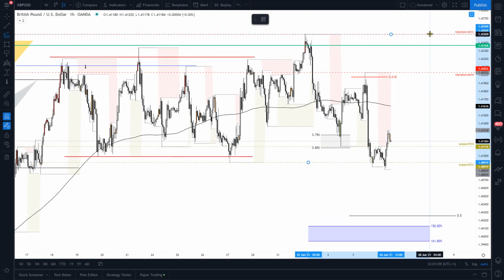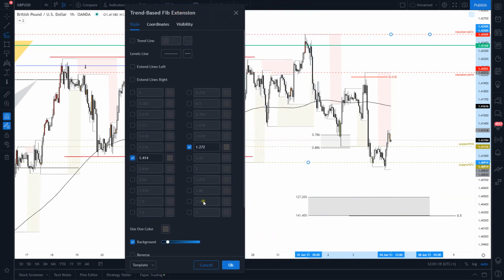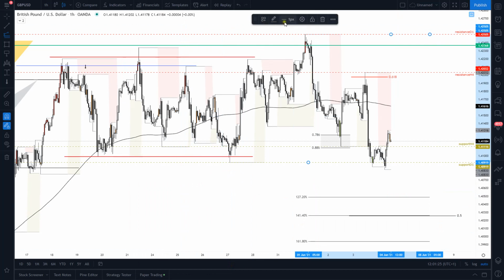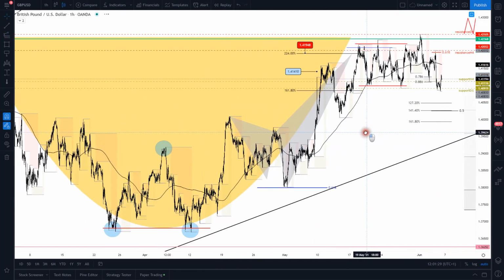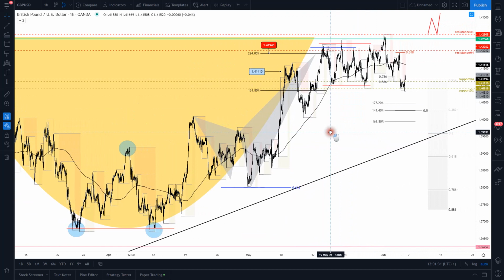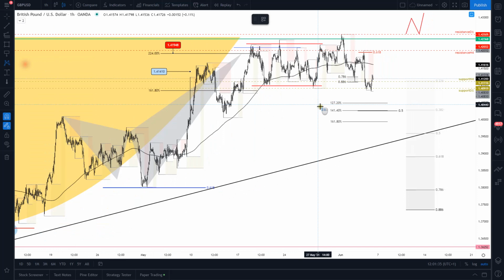The butterfly will search for the 127% Fibonacci extension. Actually, let's skip the 141, and also the eventual crab pattern at 161. So let's plot all those 3 levels. So we have nice convergence here. Let me try to show you those.